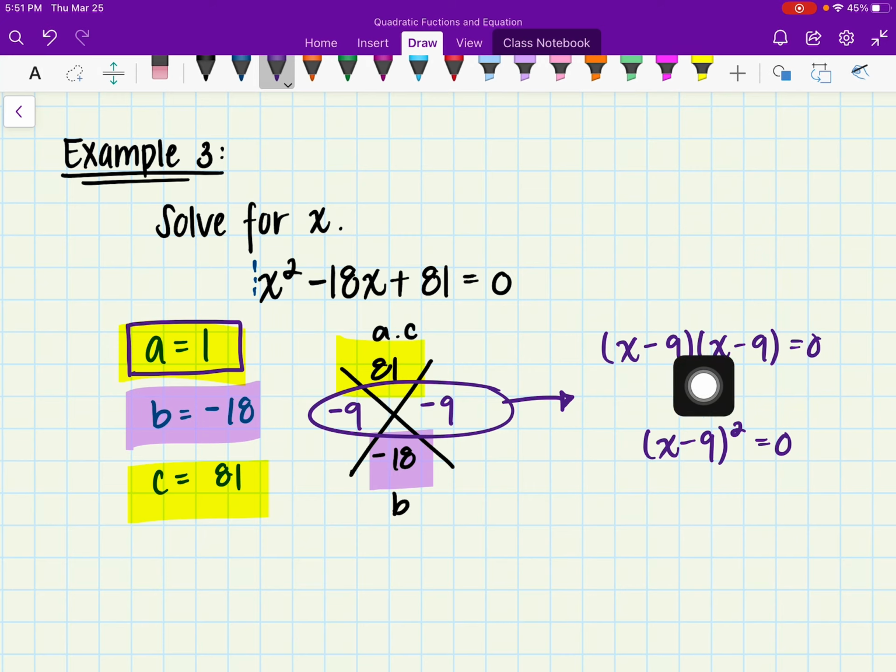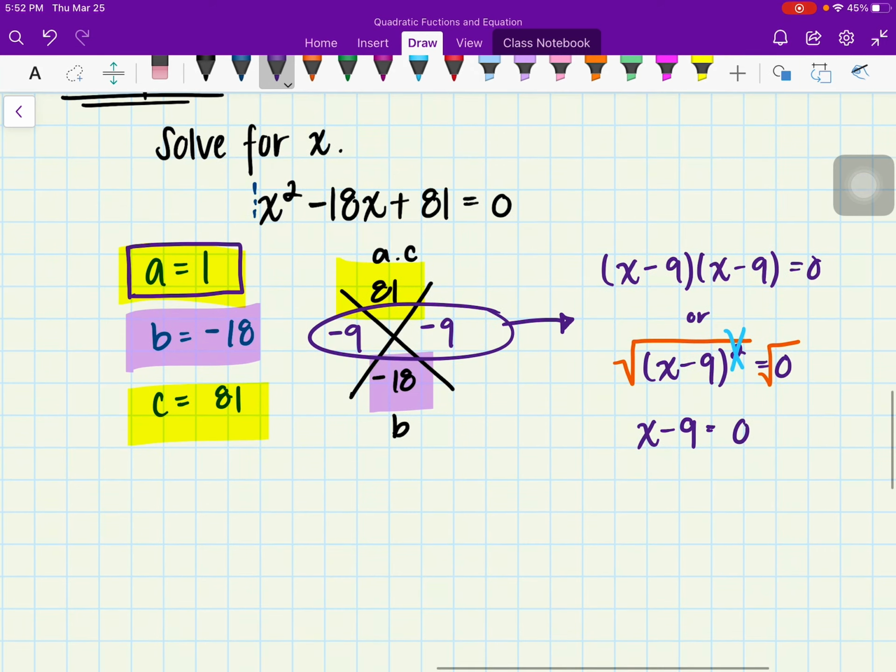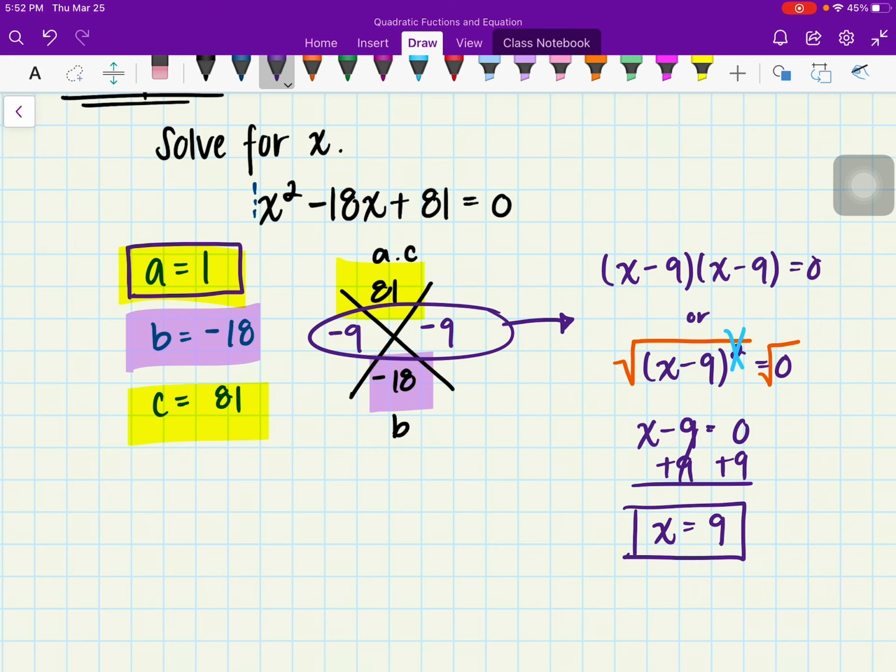So from here, guys, we're using this one here. I want to go ahead and get rid of that squared. So I'm going to go ahead and take the square root. The opposite of a squared is a square root. By doing that, that actually cancels out the square and the square root, and I'm left with x minus 9. Square root of 0 is just 0. So let's go ahead and solve for x here. In this case, guys, x is equal to 9, which means it only has one solution, not two.